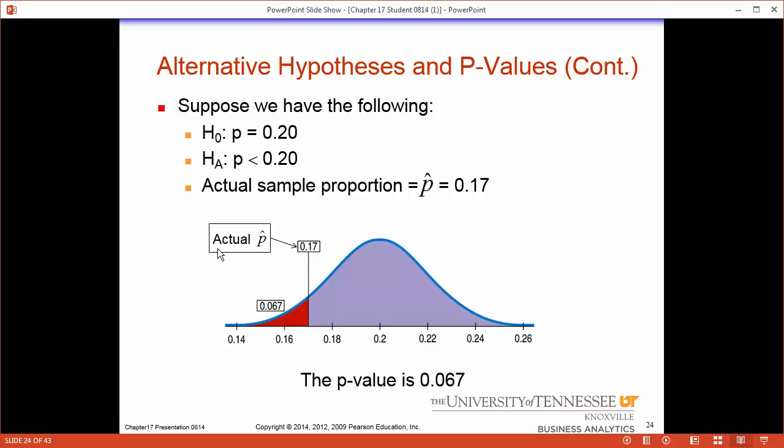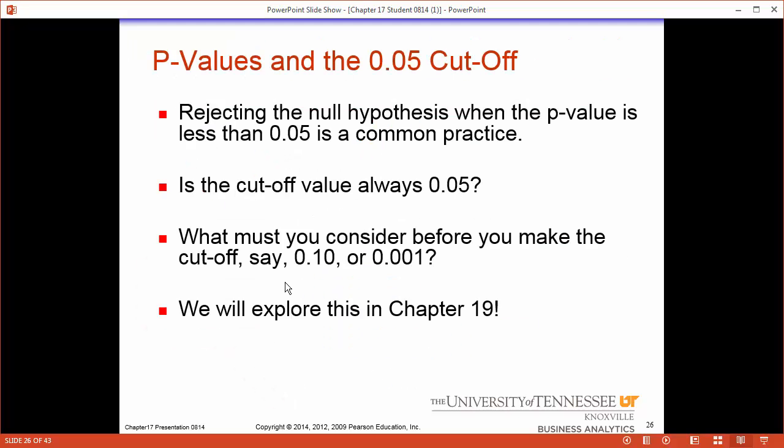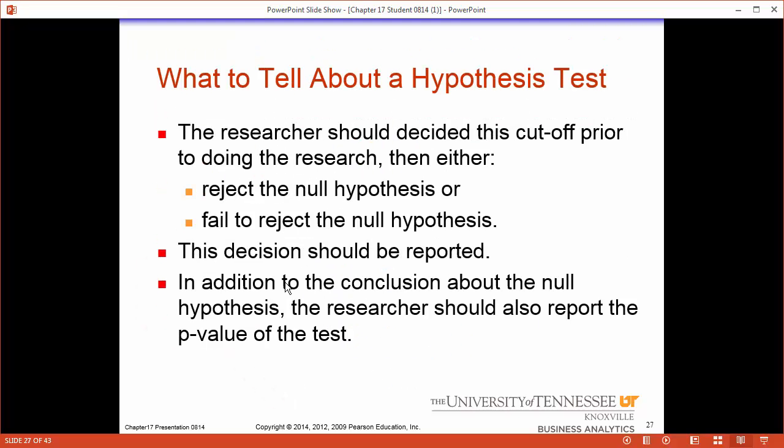This value that we got in this example right here would not allow us to reject the null because the probability of our results, or results more extreme, given that the null is true, is 0.067. And that's not low enough. We want a 0.05 to reject a lot of times.